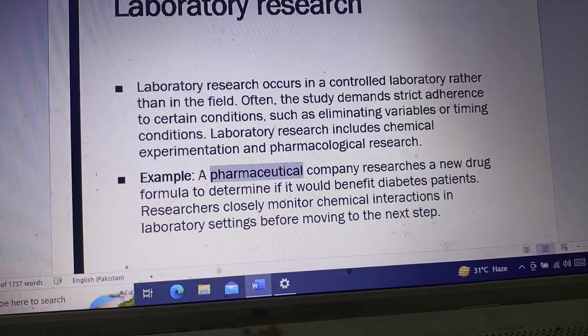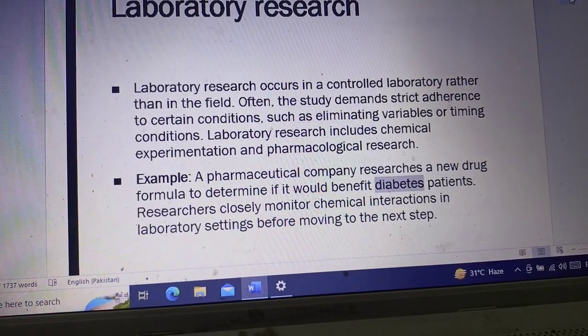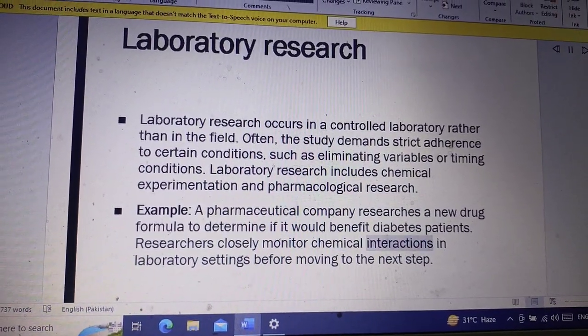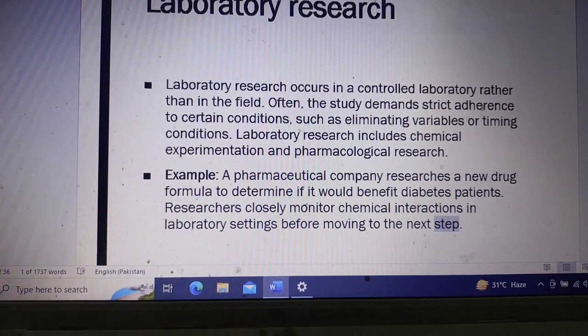Example, a pharmaceutical company researches a new drug formula to determine if it would benefit diabetes patients. Researchers closely monitor chemical interactions in laboratory settings before moving to the next step.